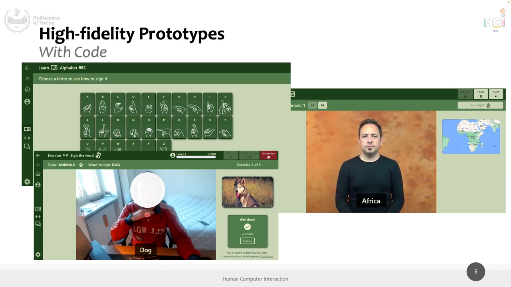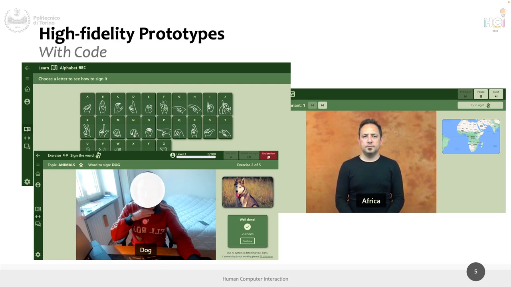So how it worked: the exercise has two or three, I don't remember, objects or animals to recognize. The first one was always right, always correct, and the second one was always wrong, even if you signed it correctly. And then when they showed us at the exam, they correctly did the dog sign.